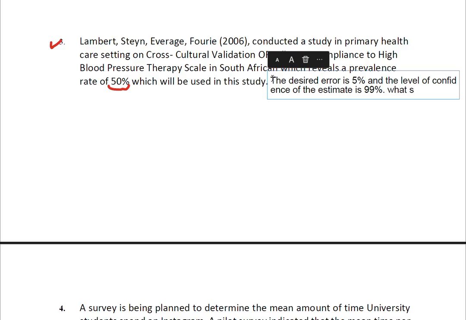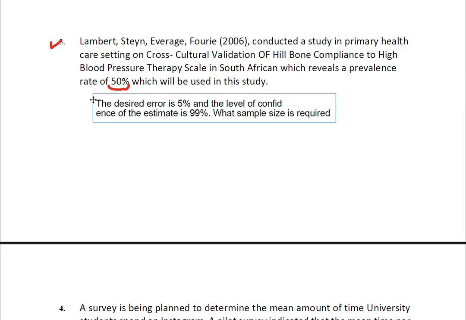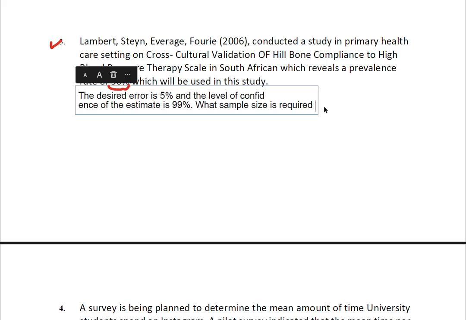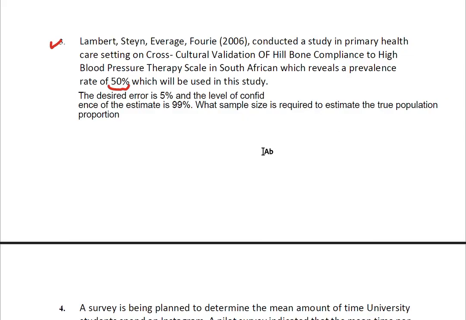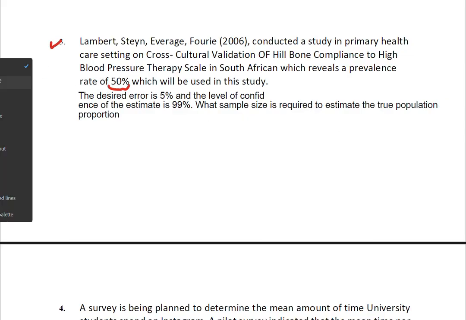What sample size is required to estimate the true population percentage? So what sample size is required to estimate the true population proportion or percentage? All right, so let's just add in that piece for completeness.